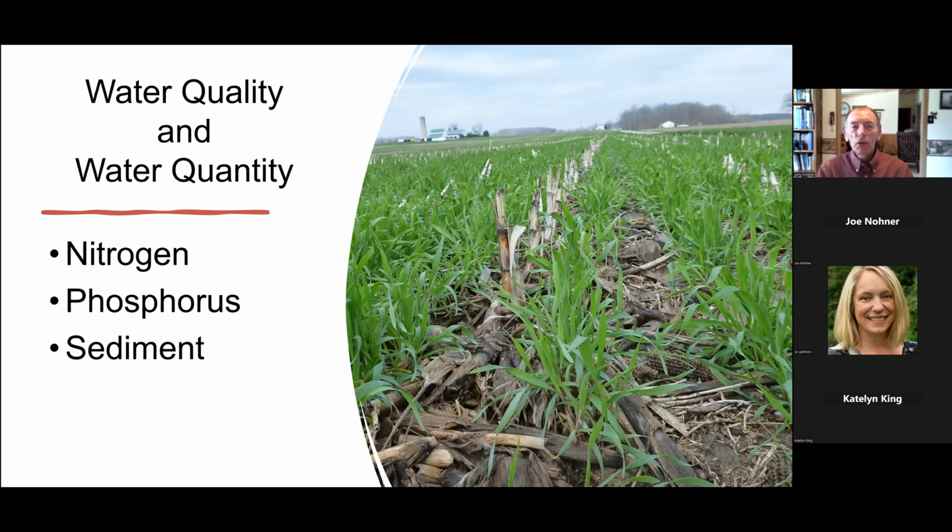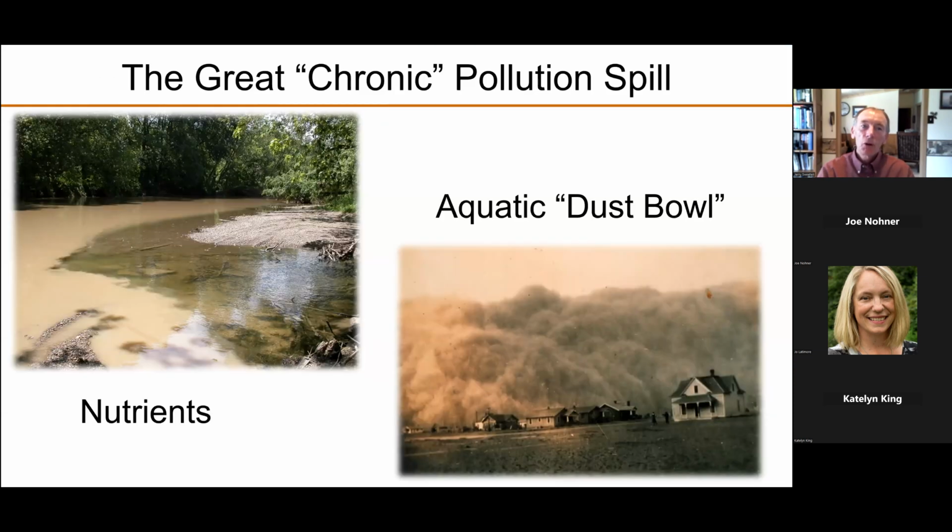So what I want to shift to relative to lakes now is water quality and water quantity. They go hand in hand. The biggest threats to a lake are nitrogen, phosphorus, and sediment. We did a lot of stream research when I was at Manchester. We saw high levels of nitrogen, high levels of phosphorus, and high levels of sediment. In fact, so much so, I call it a great chronic pollution spill. And while we have to be sensitive in terms of the source of this, what we do know is that the bulk of this material comes from agricultural fields.